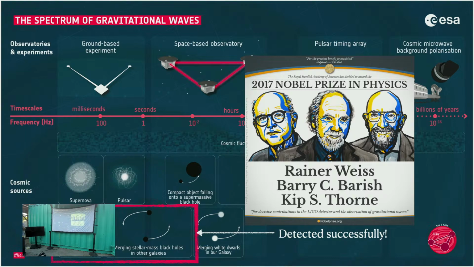Now, we know we've detected gravitational waves from merging neutron stars and merging black holes, for which Rainer Weiss, Barry Barish, and Kip Thorne won the Nobel Prize in 2017. It says they won it for decisive contributions to the LIGO detector and the observation of gravitational waves.